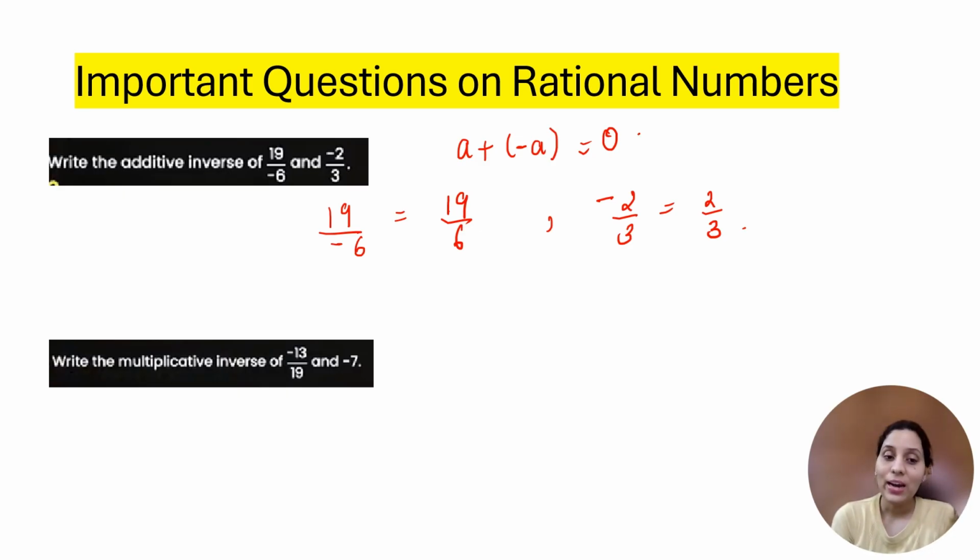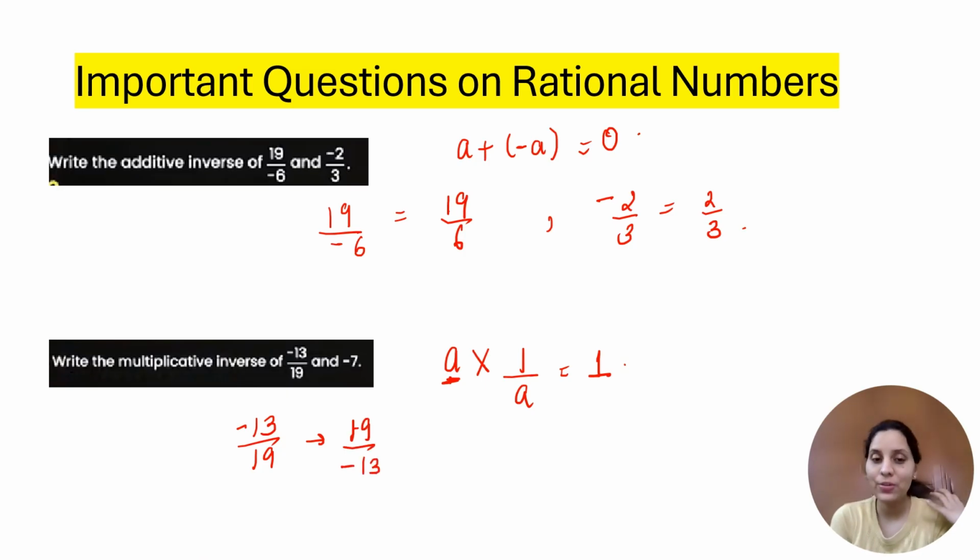Alright, next one. Write the multiplicative inverse of minus 13 by 9. What is multiplicative inverse? We know that multiplicative inverse is a into 1 by a is equal to 1. So basically, for any rational number, the multiplicative inverse is the reciprocal. So for minus 13 by 19, the multiplicative inverse is 19 by minus 13. It is just the reciprocal. We do not touch the signs. Whatever the sign is, you will put it. Now for minus 7, the multiplicative inverse is the reciprocal, 1 by minus 7.